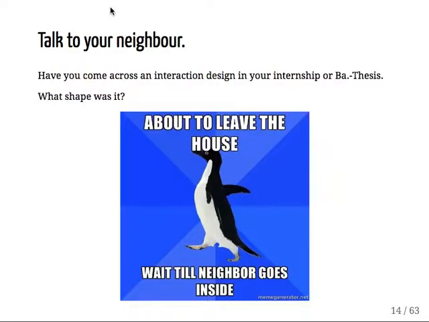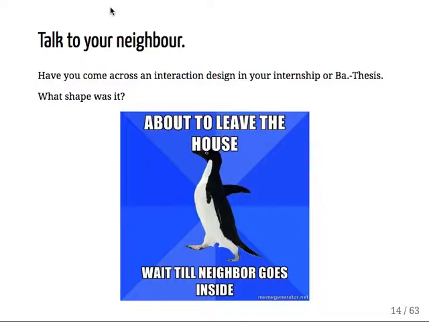So have you come across an interaction design in your bachelor thesis or perhaps your internship now? And if so, what shape was it? Because this was one shape. You come across something like this, or you're all doing qualitative methods and it doesn't apply, or have any of you come across this type of thing? No?